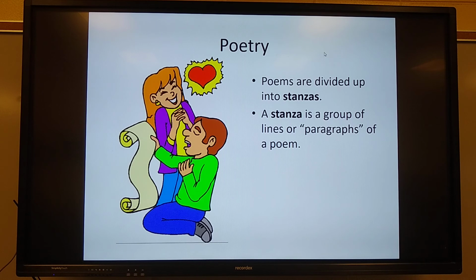Poetry. Poems are divided up into stanzas. A stanza is a group of lines or paragraphs of a poem.